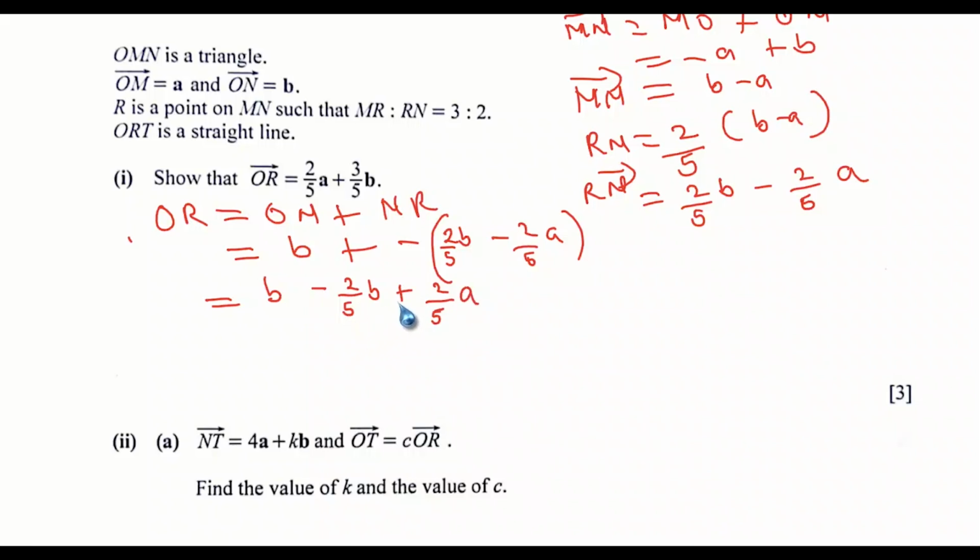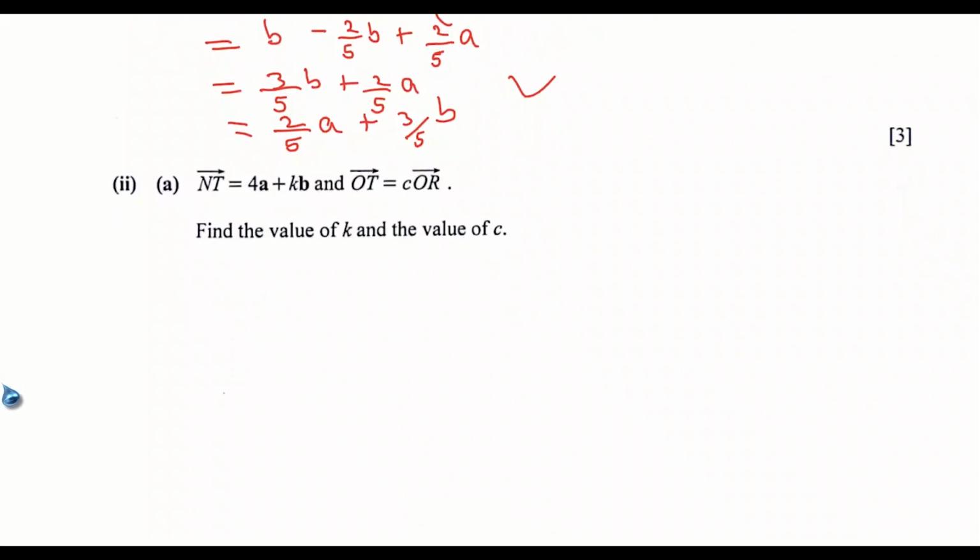If we simplify this, we are going to get b minus 2/5 b, so that will be 3/5 b, then plus 2/5 a. If we rearrange, we will get 2/5 a plus 3/5 b. Okay, so that has been shown.